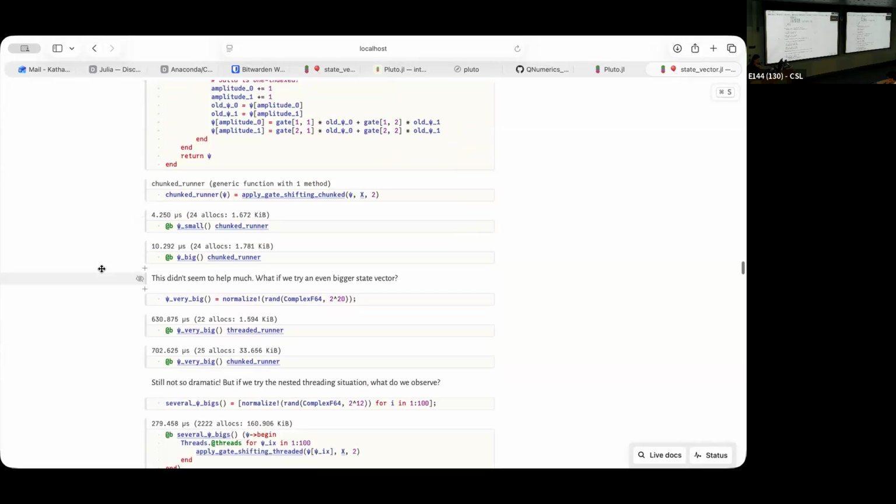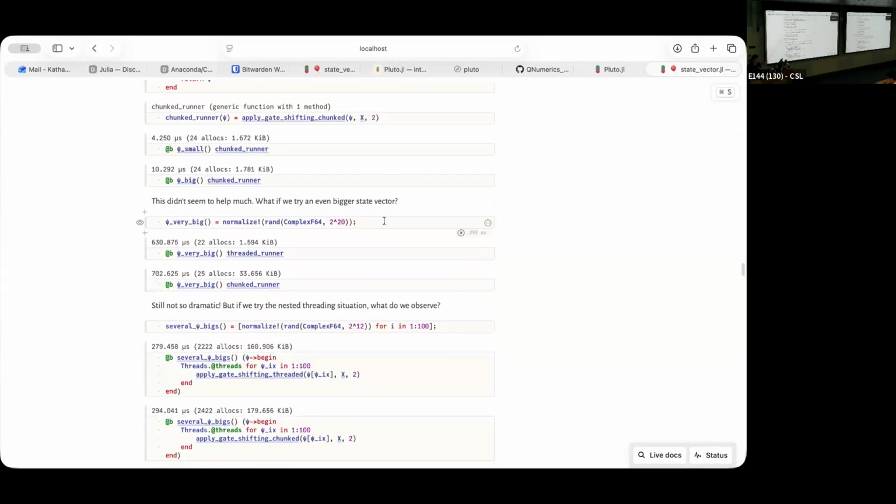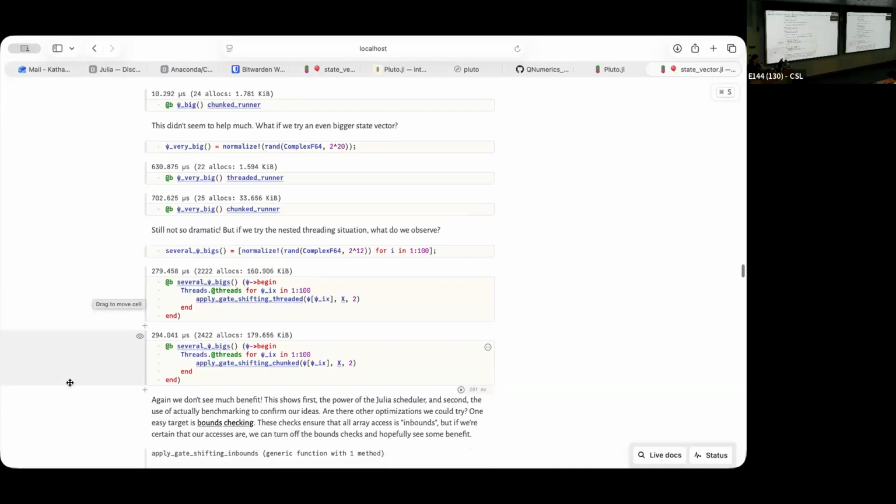Okay. And if we try an even bigger one, here's my venti state vector, the 2 to the 20 one. So this is a 20 qubit state vector. Then even with this one, we see our by-hand approach of chunking isn't doing very much for us because the Julia scheduler is now really good. And generally, if you just give it some big threaded loop like this, it can handle it pretty efficiently. And even in the case where we have several state vectors that we're trying to simulate, the Julia scheduler is actually still really good.